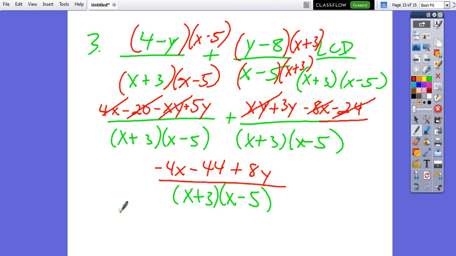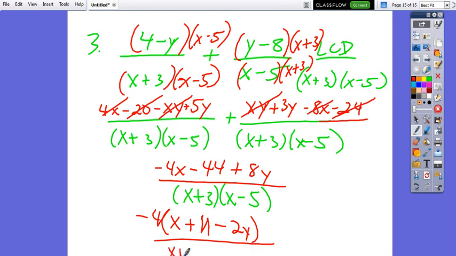I'm going to factor out a negative 4 so it just looks a little better. So I factor out the negative 4. That leaves x plus 11 minus 2y, all over x plus 3 times x minus 5. So you always factor it. Once you've combined the like terms in that numerator, you always ask yourself, can it be factored?